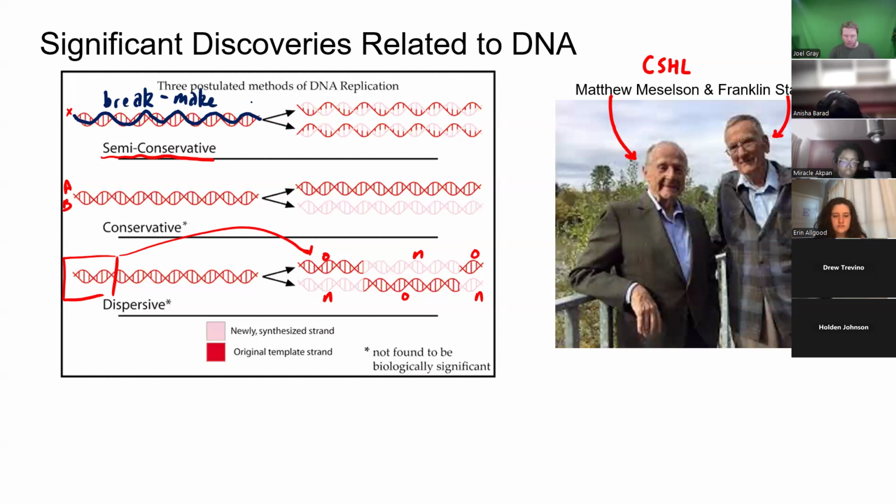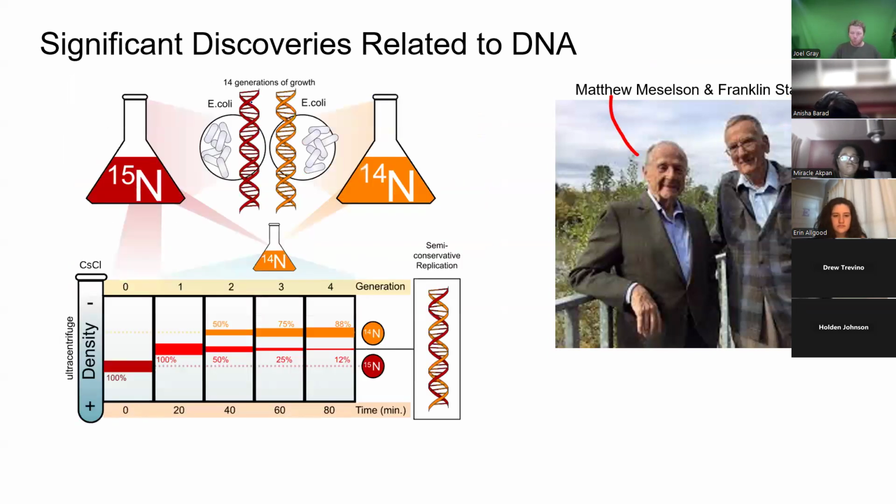Now, as a quick visual for what that actually looked like, what Meselson and Stahl did was they used radioactive nucleotides, which we've seen before. Hershey and Chase used radioactive phosphorus and radioactive sulfur. Sulfur is going to be found in proteins, whereas phosphorus is only going to be found in DNA.